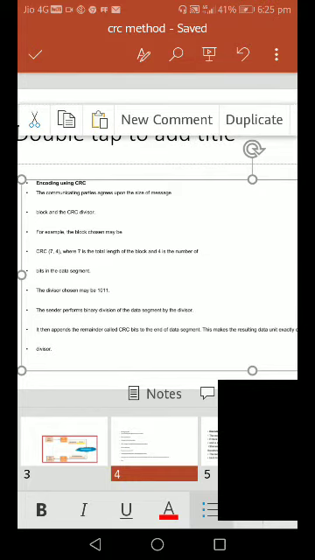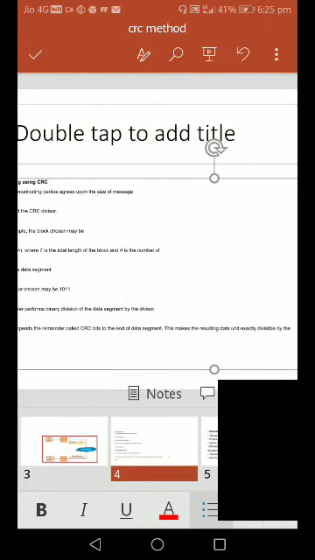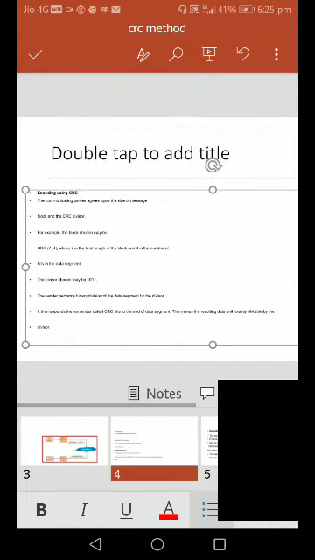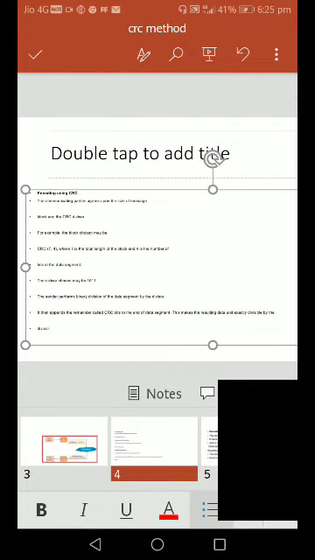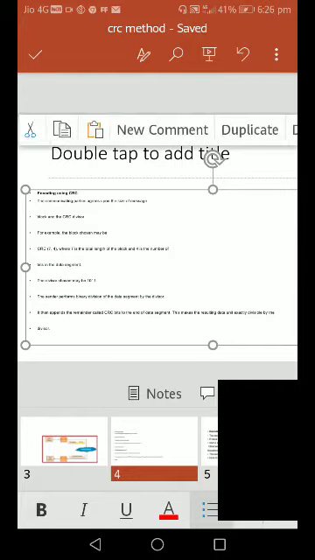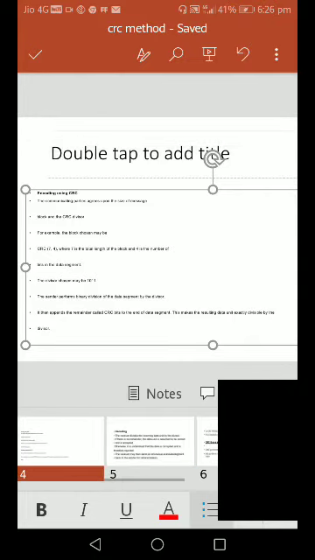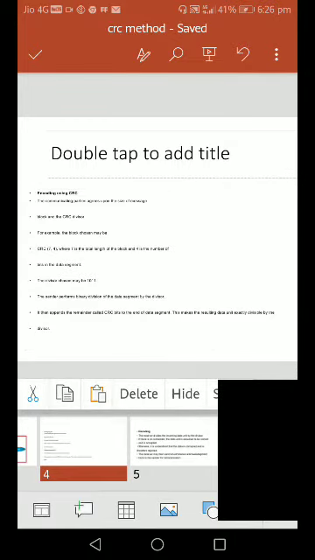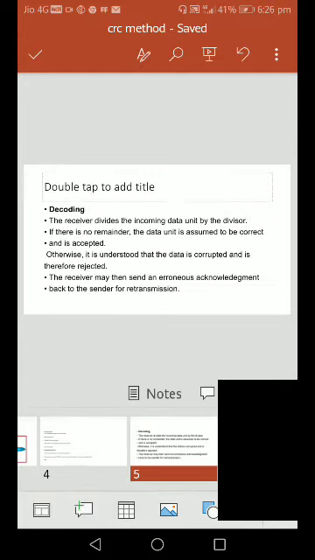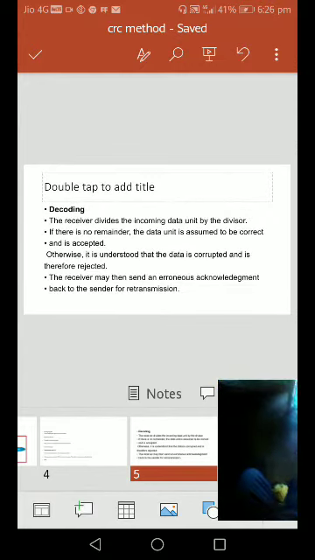This makes the resulting data unit exactly divisible by the divisor. Then we encode it, and at the receiving end we have to decode the signal.